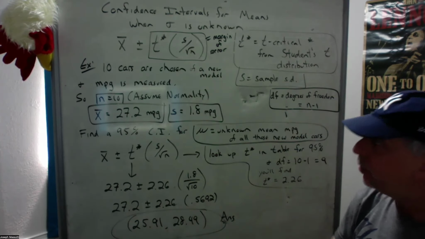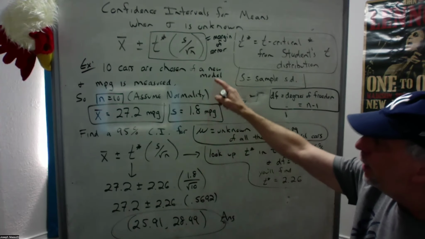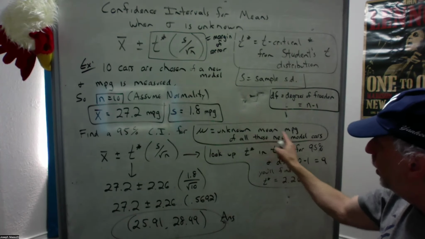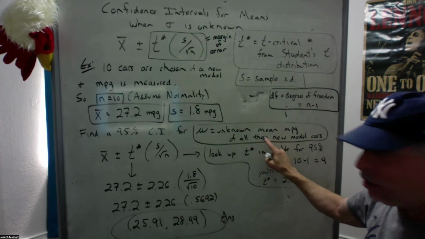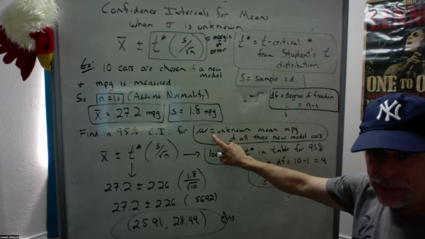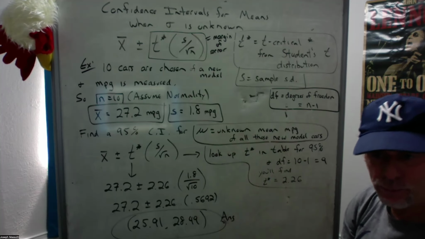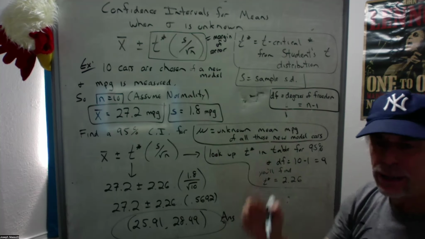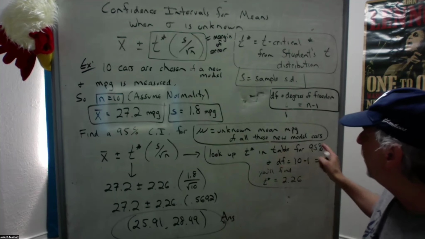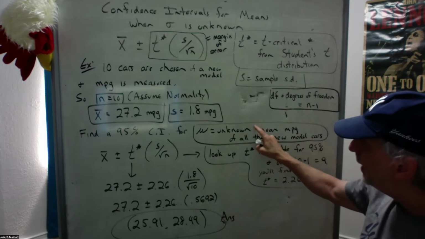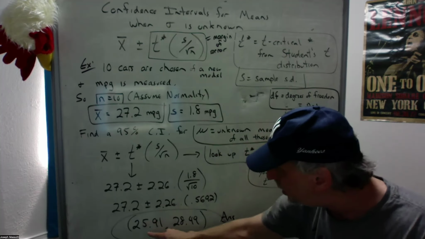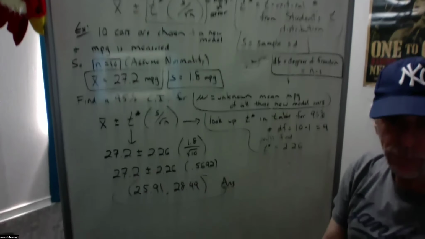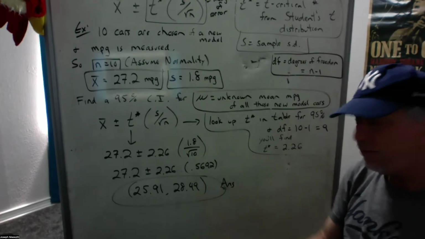95% confidence interval for the unknown mean miles per gallon of all those new model cars, right? We don't know what this is, the population mean. That's why we're constructing a confidence interval to give us an idea of where it is. So now we can say with 95% confidence that that unknown mean is somewhere in this range of values, 25.9 to 28.5 or so.